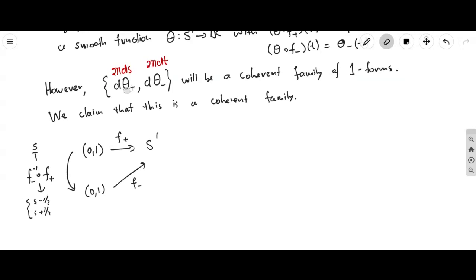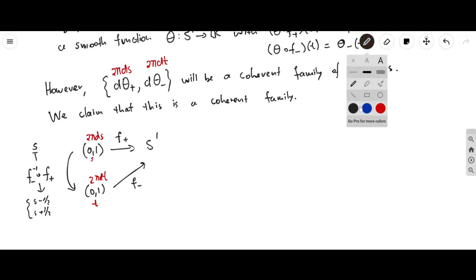And now we have theta plus. So we have 2 pi s. Here we're going to be using the symbolic s as the variable for our function. And here we use the symbolic t for the variable for our function. The differential form that we're getting is defined. When we say the differential form is defined, we just mean the coefficient functions are defined on this interval. So we have a form over here, 2 pi ds, and we have a form over here, 2 pi dt. And we need to check coherence.